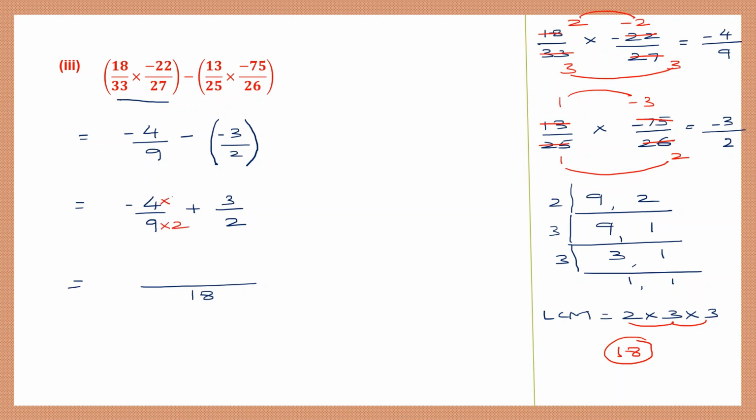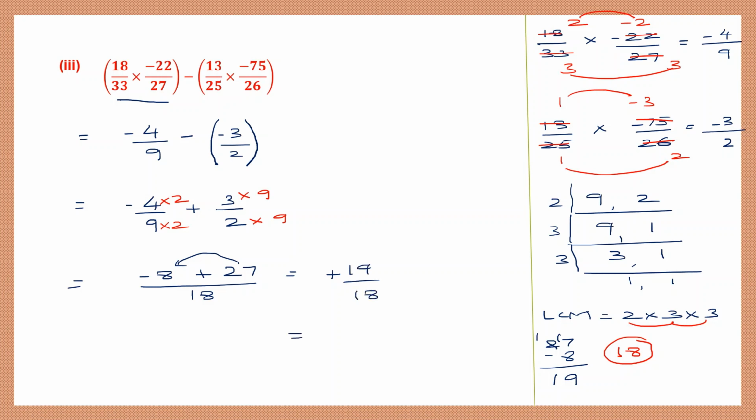So minus 4 into 2. Minus 4 into 2 is minus 8. Plus, go to the next one, denominator is 2. 2 9s are 18. So 3 into 9. 3 9s are 27. So here we have minus 8 plus 27. When signs are different, put the sign of the bigger number and subtract. 27 minus 8 we have to subtract. So let's do that. 27 minus 8. So let's borrow. 17 minus 8 is 9 and 1. So here we have plus 19 by 18.